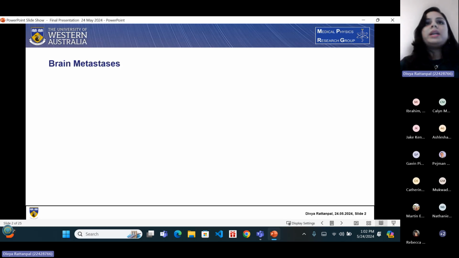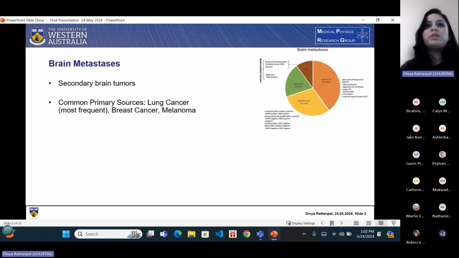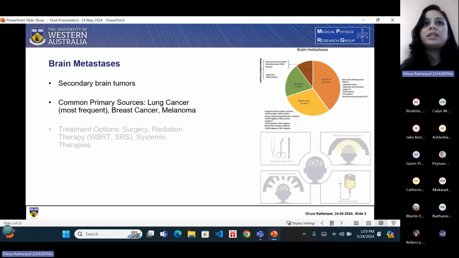Brain metastases are secondary brain tumors that originate from primary tumors elsewhere. The common primary sources of brain metastases are lung cancer, breast cancer, and melanoma. Together, these three account for more than 80% of the total cases of brain metastases.